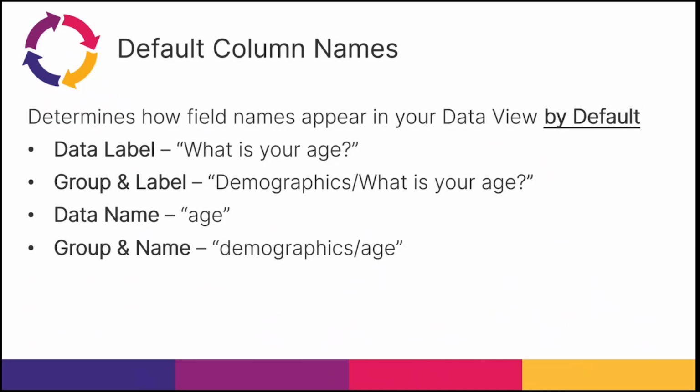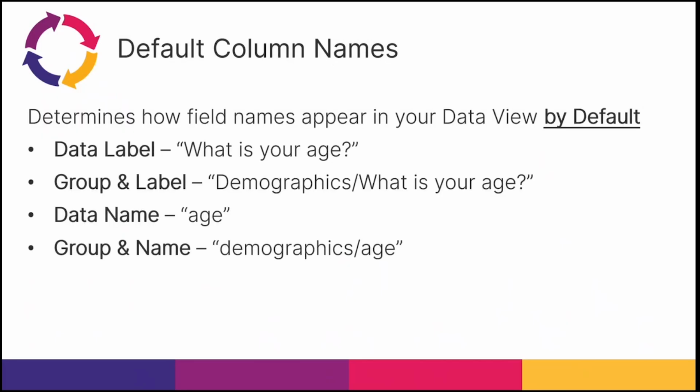If we selected group and label, maybe that age question is part of the group demographics, so we would see demographics / what is your age? The third, if we said, hey, actually, we don't want labels, we want to see names, maybe that field in the ODK form itself is called age, and so we would just see age. Similarly, if the group name for demographics was lowercase demographics, we would then see demographics / age if we're selecting group name.